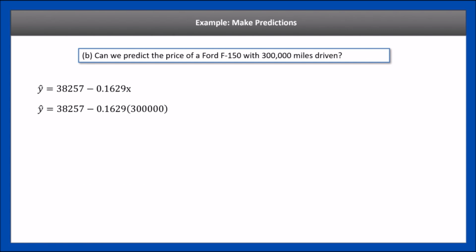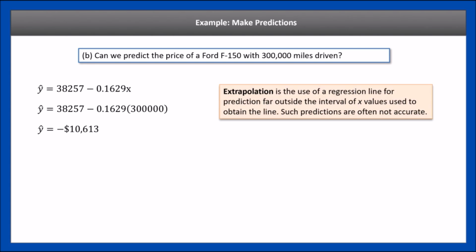So by doing so, we get the calculation to be negative $10,613. So clearly this can't be the case, because we can't have the situation where we owe somebody money if we drive 300,000 miles. That clearly can't be the case, right? I mean, the price being negative 10,000. So there's clearly an error that occurred. And the error has to do with the model, the data that we collected.